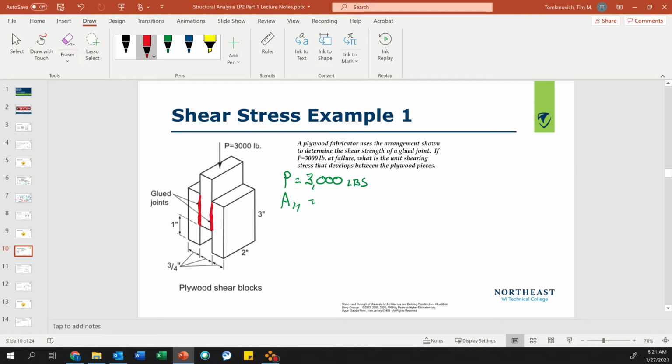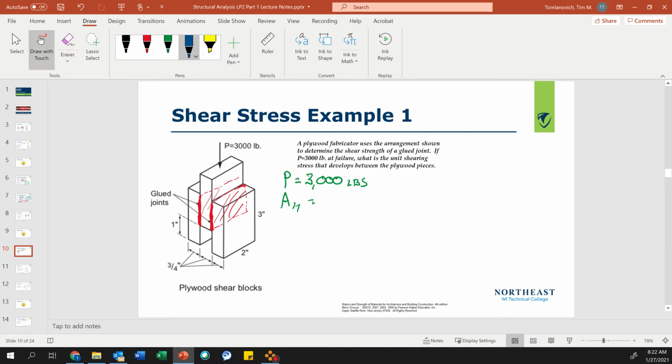The answer is yes. So literally, the 3,000 pounds is held by these two areas, this one and the one in the background. So basically I have to double the area because the load is being held by both. Or I can take one area and divide by half of the pounds and you get the exact same answer, and I'll show you that.